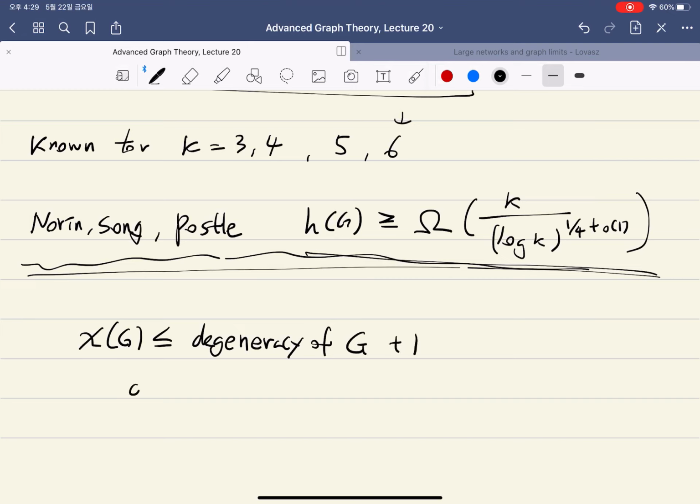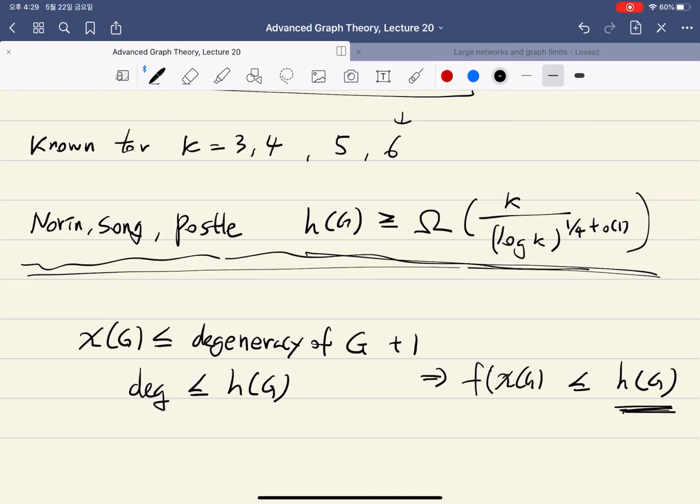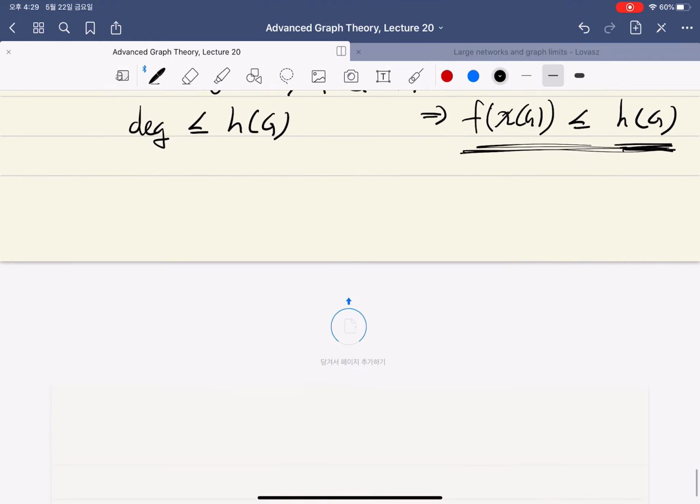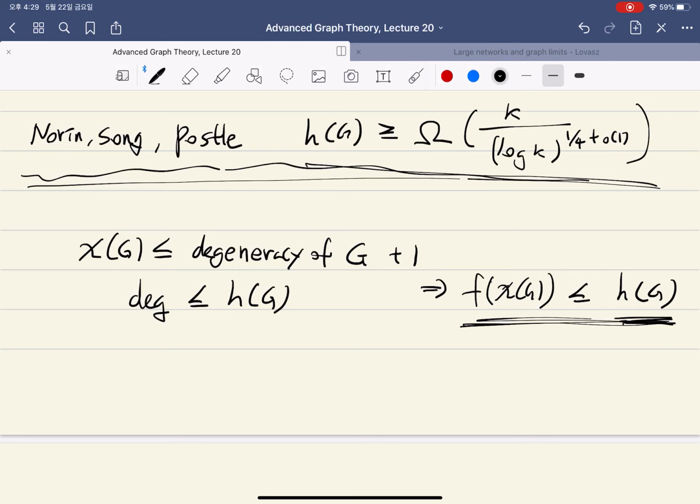So if we can somehow bound the degeneracy in terms of the Hadwiger number, then that will lead us to some inequality where the Hadwiger number is on the right-hand side, and on the left-hand side you have some expression consisting of the chromatic number. This motivates studying the relationship between degeneracy and the Hadwiger number. That's exactly what Kostochka and Thomason did.